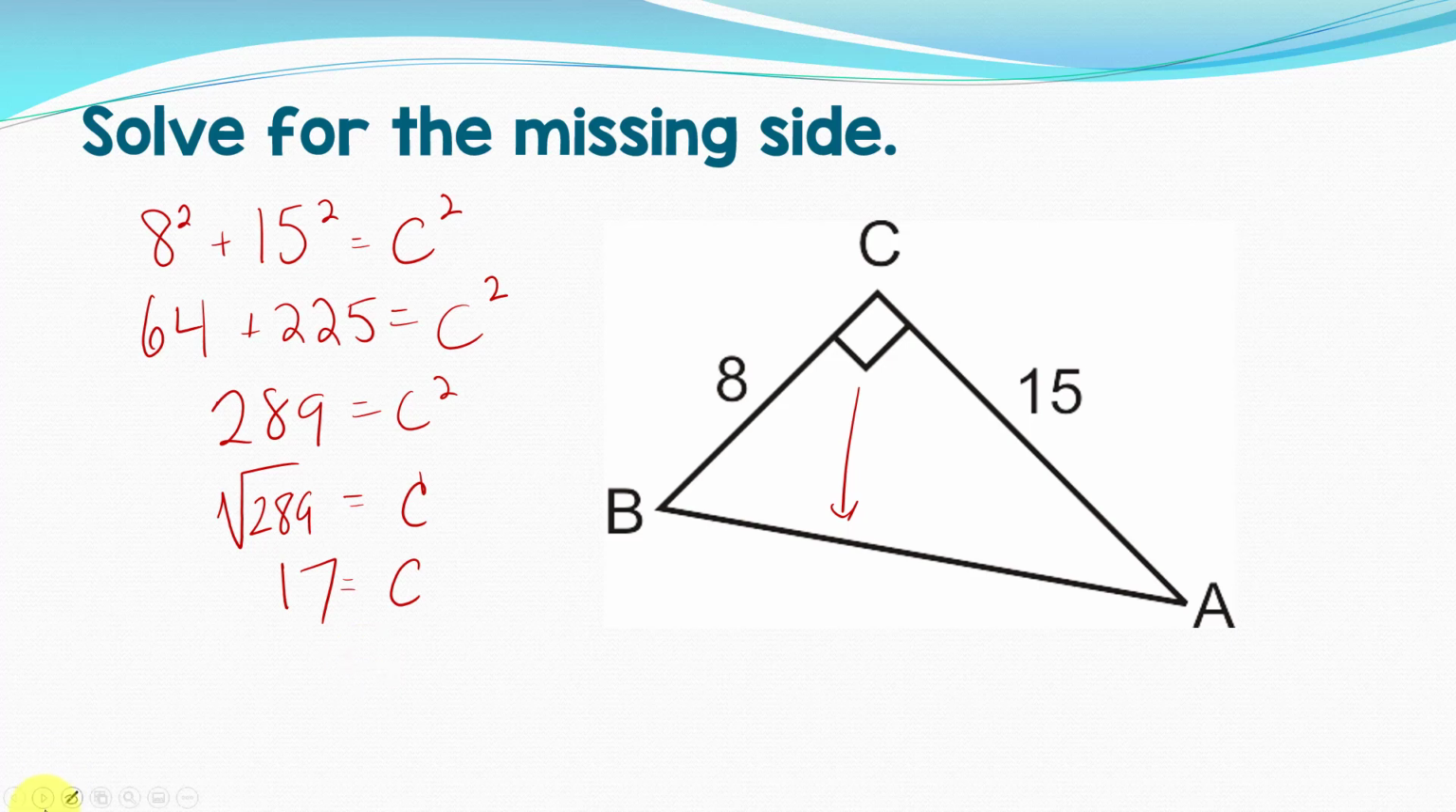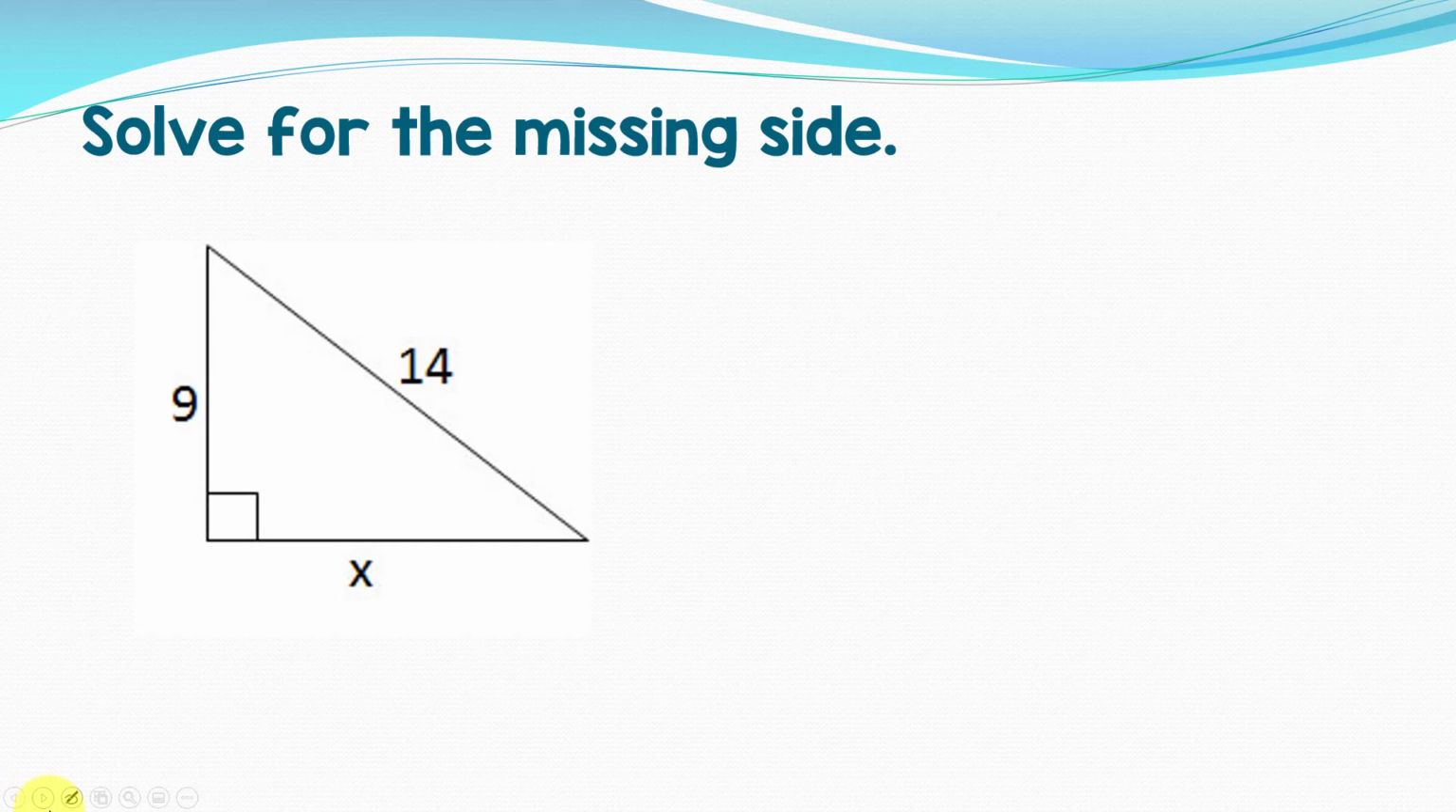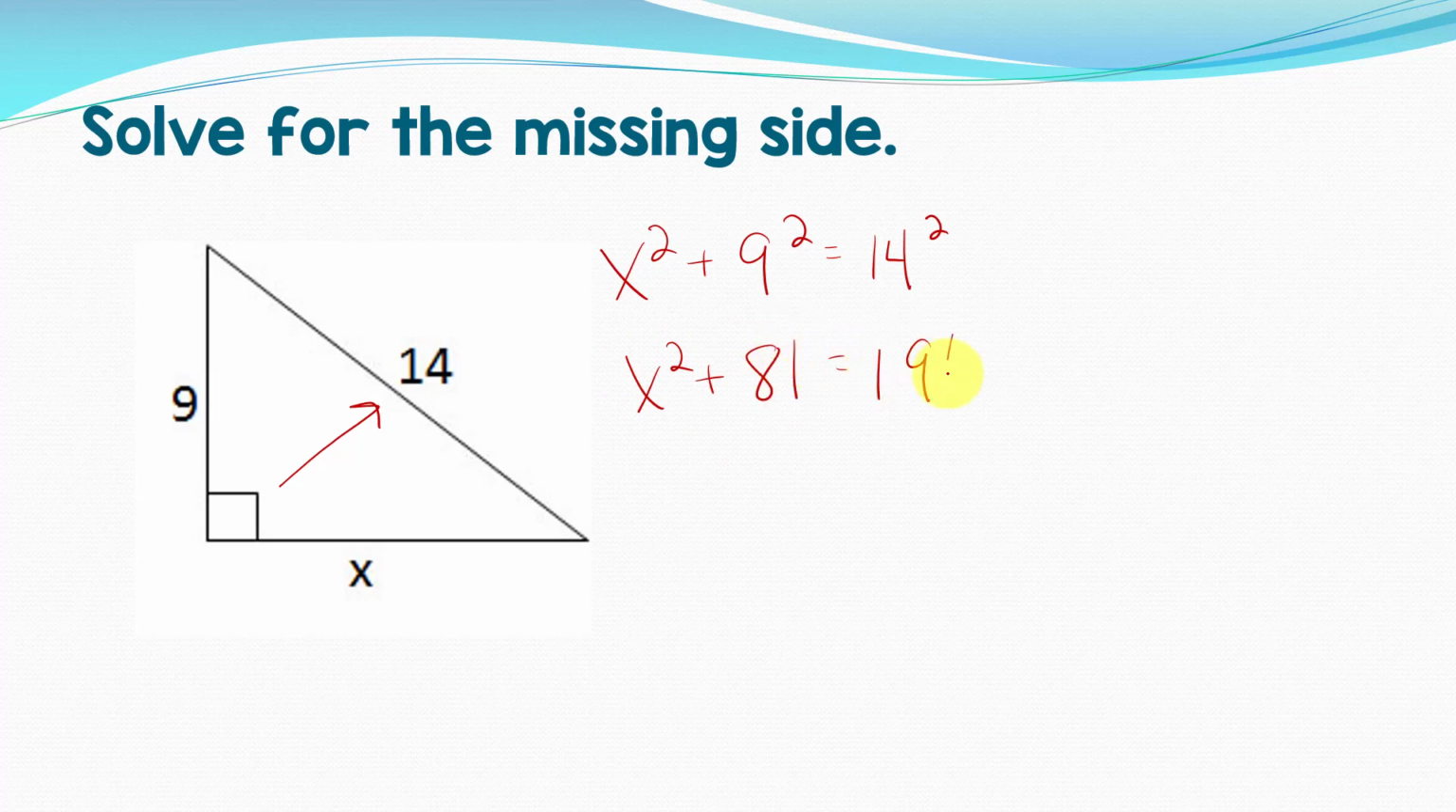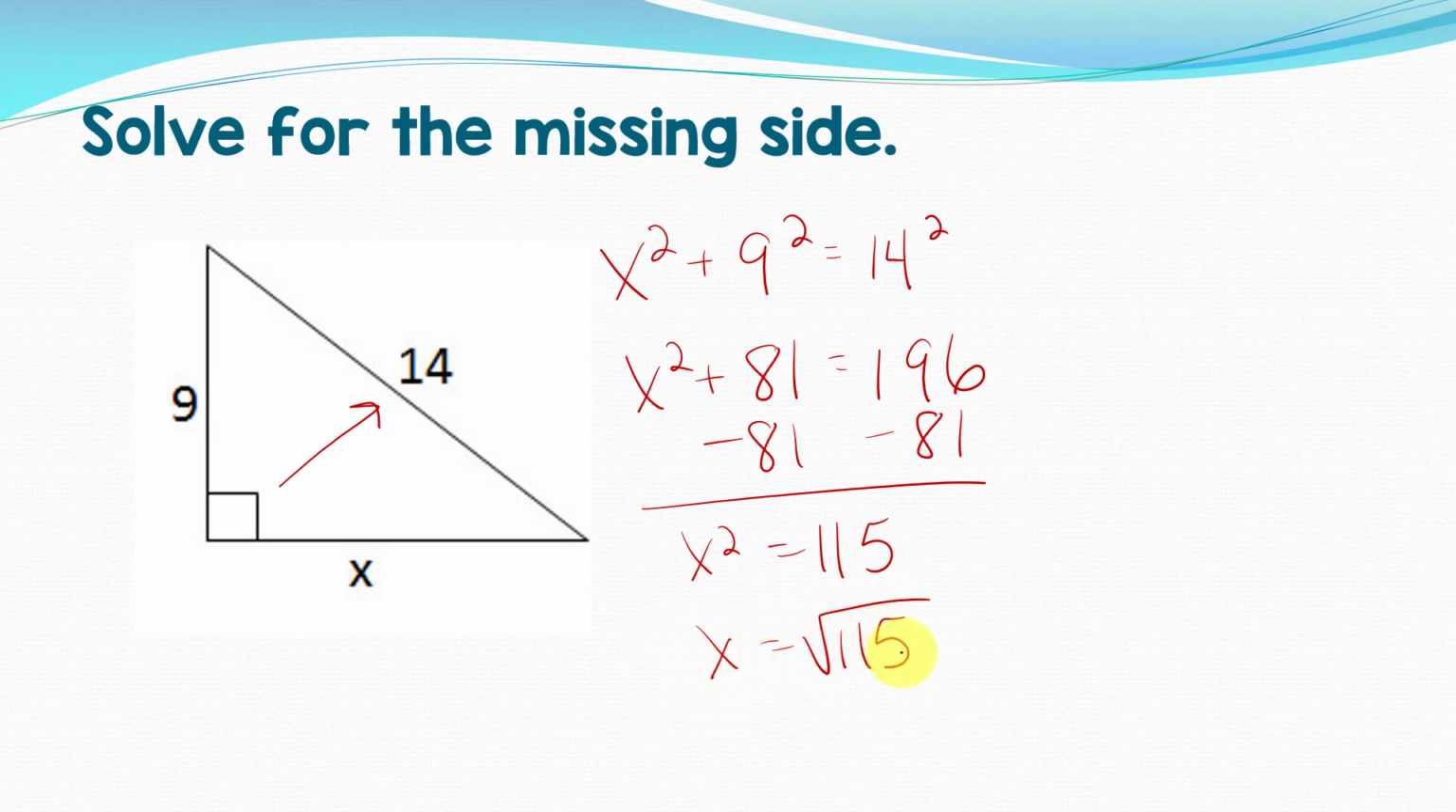All right, now sometimes your missing side is a leg. So here we have, I'm going to set this up, leg squared plus leg squared equals hypotenuse squared. This is what's really important, is getting my hypotenuse always by itself. x squared plus 81 equals 196. Subtract 81 from both sides, and I've got x squared equaling 115. Take the square root of both sides, x equals square root of 115. Try it in my calculator and see if it works out.